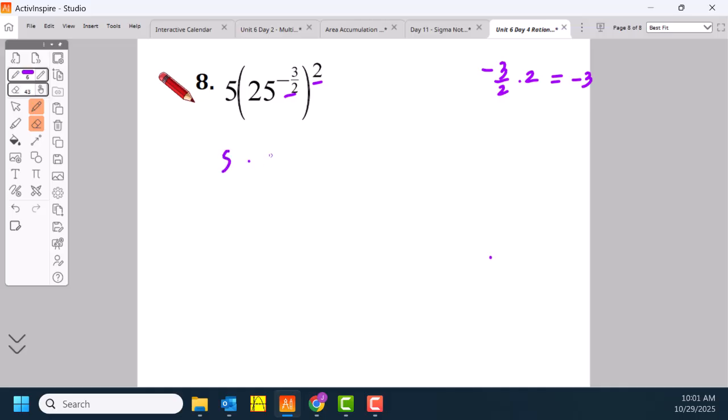So this is 5 times 25 to the negative 3. And then if it was me, I would probably just get common bases. This is going to be 5 to the 1 times 5 squared to the negative 3rd. 5 to the 1 times 5 to the negative 6. And then we're adding the exponents, so 5 to the negative 5. No longer is this a problem where we have to deal with the radical exponent. This becomes 1 over 5 to the 5th.